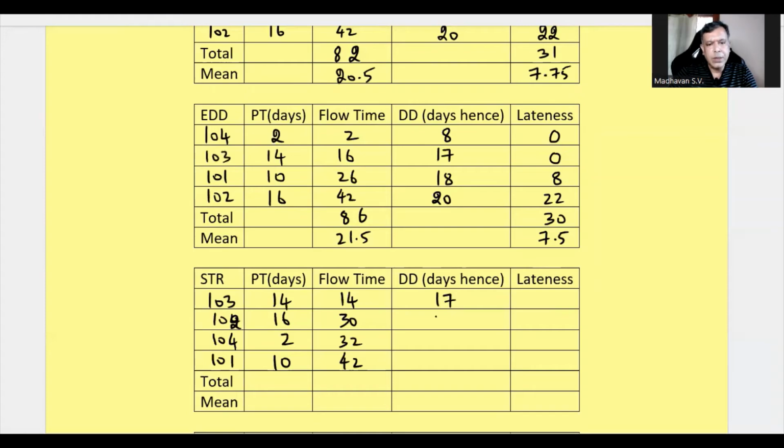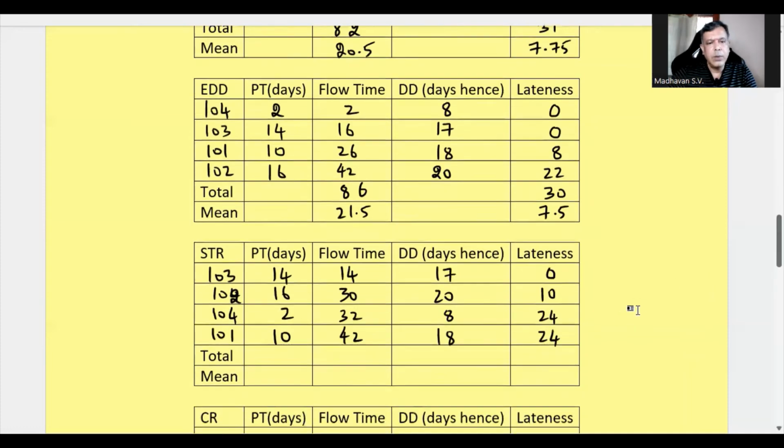102 it is given as 20. 104 it is given as 8. 101 it is given as 18. Now lateness, first one is getting completed in 14 days, whereas due date is still 17 days, so no lateness. Next one, 30 minus 20, it is 10. 32 minus 8, it is 24. 42 minus 18, it is 24 again.